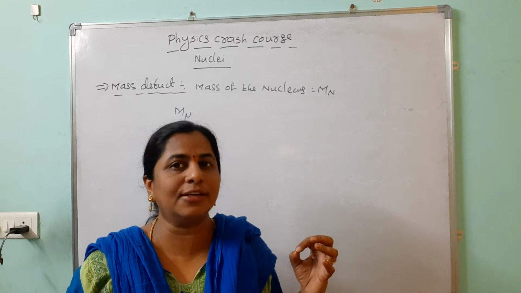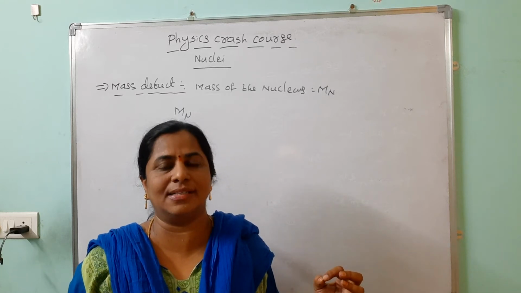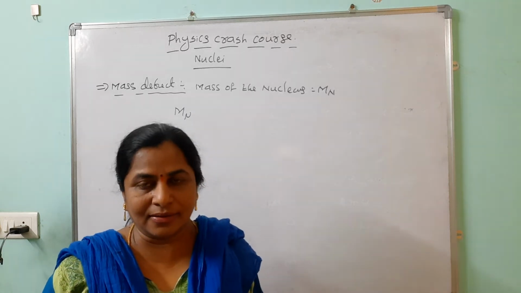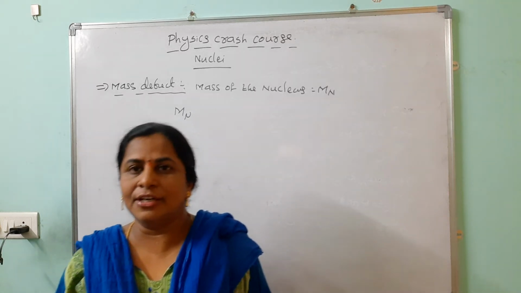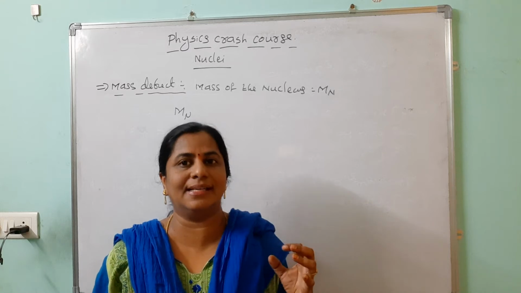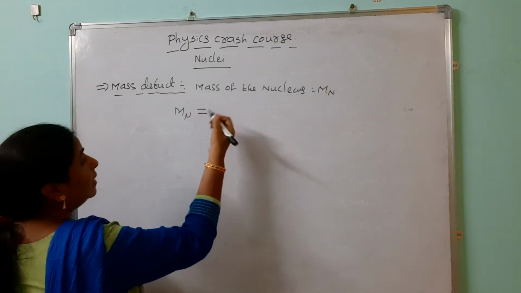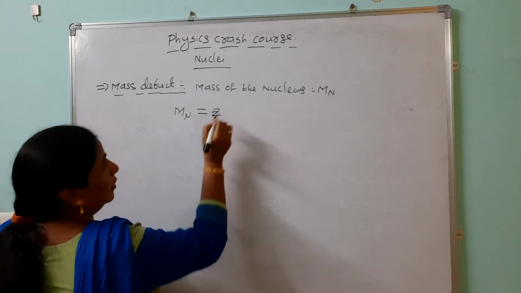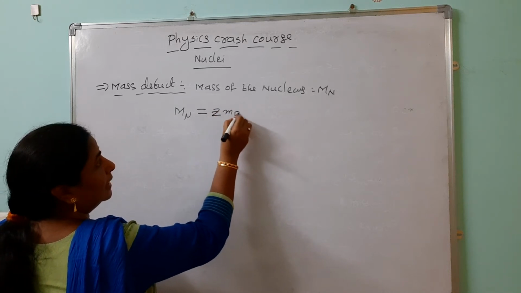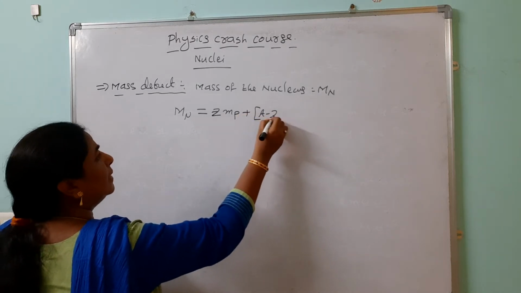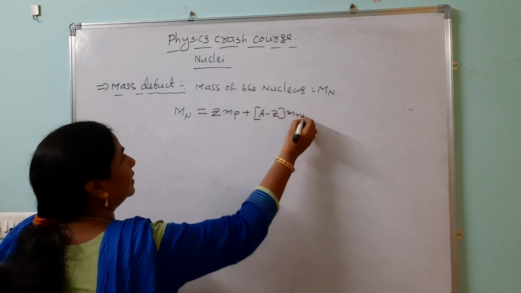When we are focusing on finding the mass of the nucleus, generally we think it is the total mass of the protons plus neutrons. So Mn equals the number of protons, the atomic number Z, times the mass of each proton, Mp, plus the number of neutrons, A minus Z, times the mass of each neutron.